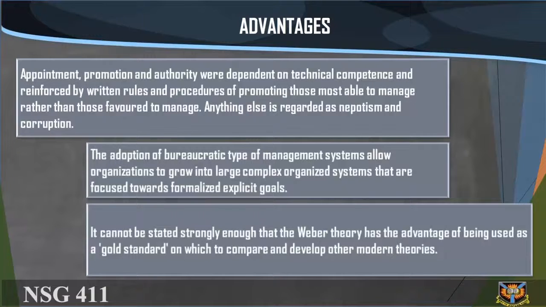The adoption of management systems allows organizations to grow into large, complex, organized systems that are focused towards formalized, explicit goals. It cannot be stated strongly enough that the Weber theory has the advantage of being used as a gold standard on which to compare and develop other modern theories.